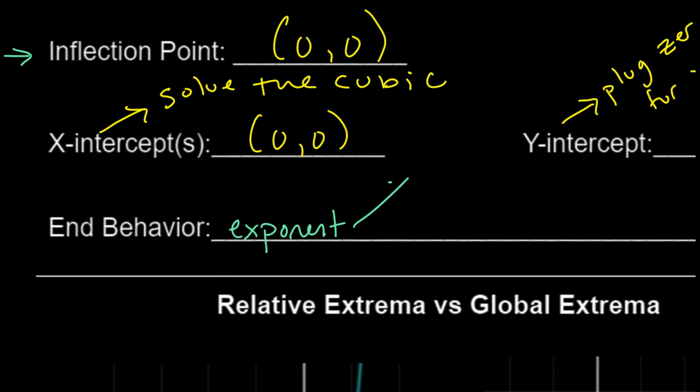You look at the exponent. If it's odd, what is our end behavior? Opposite. Odd, opposite. If it's even, what's our end behavior? The same.